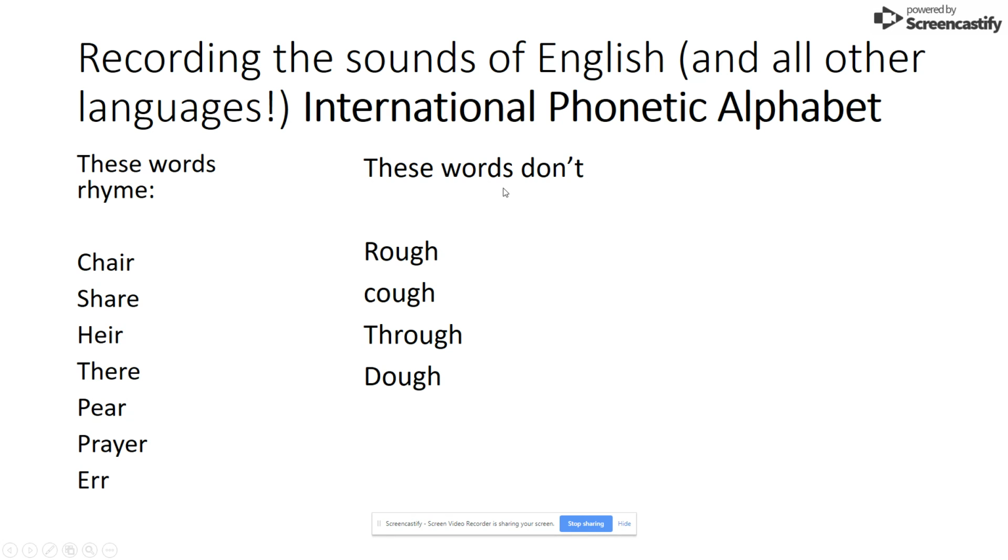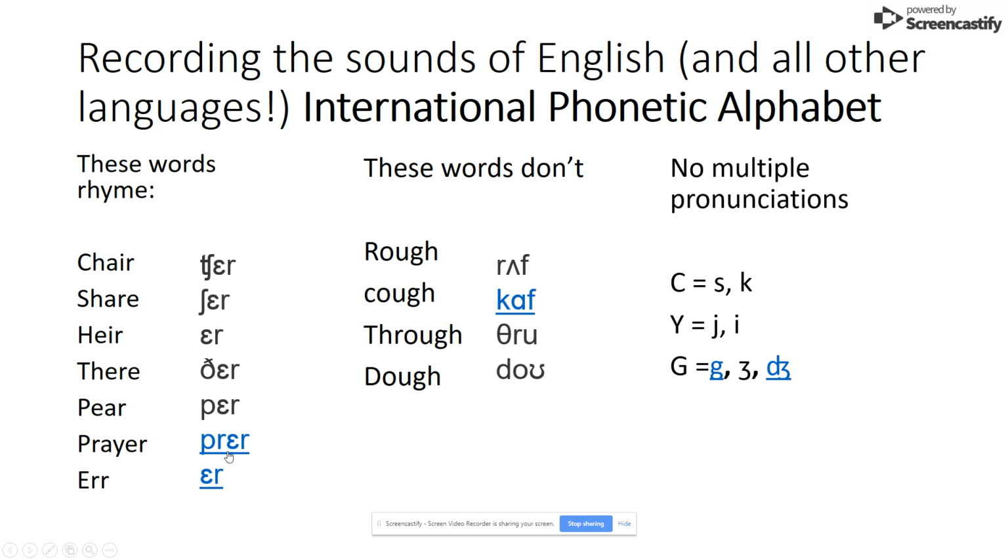If we use the International Phonetic Alphabet, they're all spelled differently. So they all rhyme, they all use the same vowel to rhyme. Here, they're all spelled differently because they don't rhyme. And here, each of those sounds has its own spelling. So what's special about the International Phonetic Alphabet is that there are no multiple pronunciations and everything's perfectly phonetic.